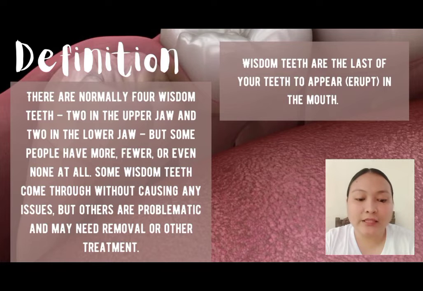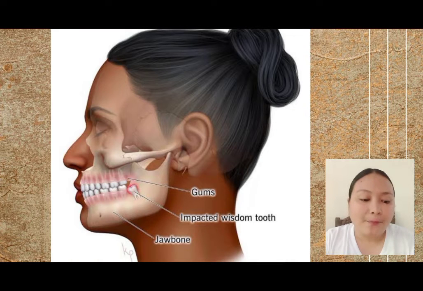Wisdom teeth can lead to problems if there isn't enough space for them to surface or they come through in the wrong position. The picture shows what impacted wisdom teeth look like, and as you can see, it is surrounded by or near to your gums and jawbone.